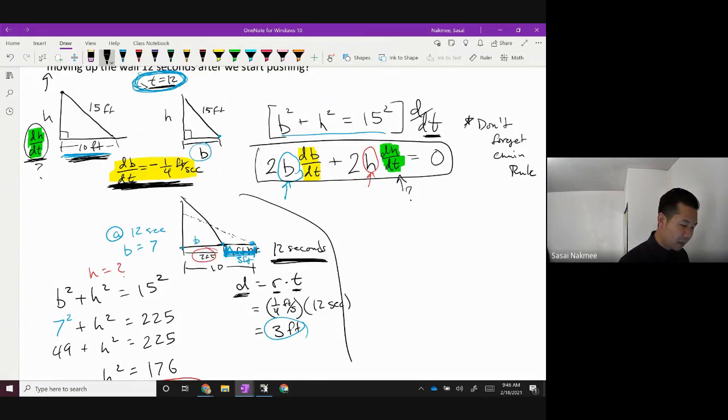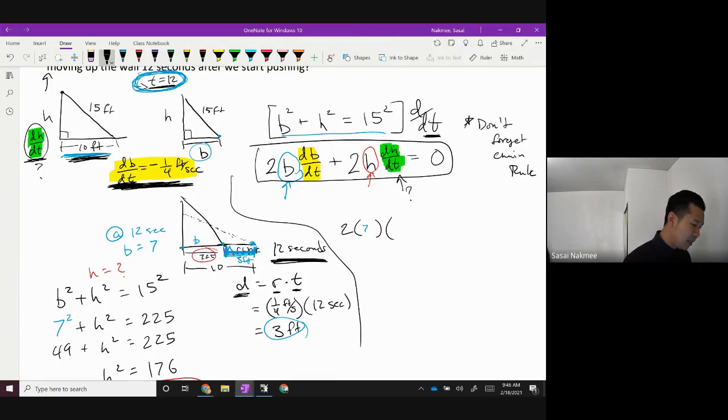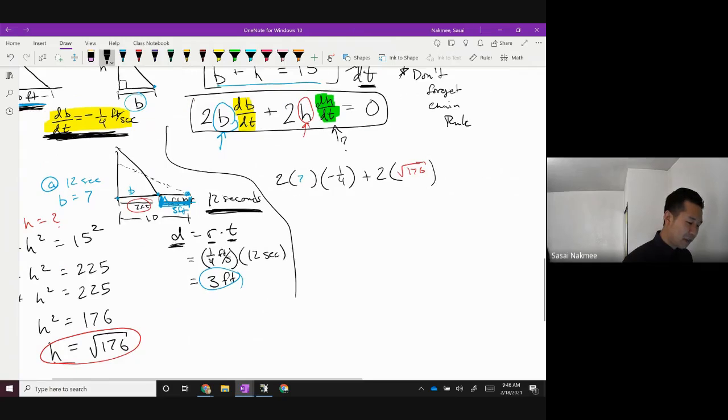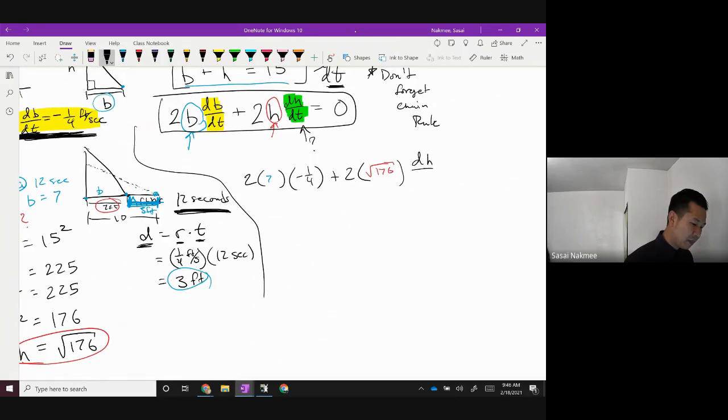So I have here, give me some little space here, 2 times B, but we just found out that B is equal to 7, right? Times dB dt being negative 1/4 feet per second, plus 2 times H, and we just found out that H is the square root of 176. That's not a pretty number. Times dH dt. And this, of course, is all equal to 0.